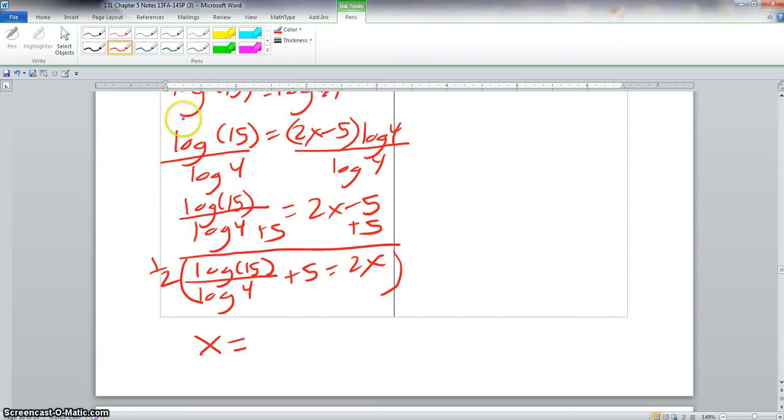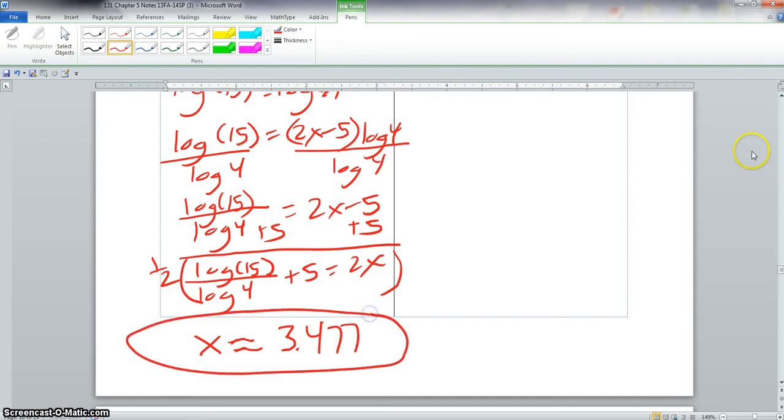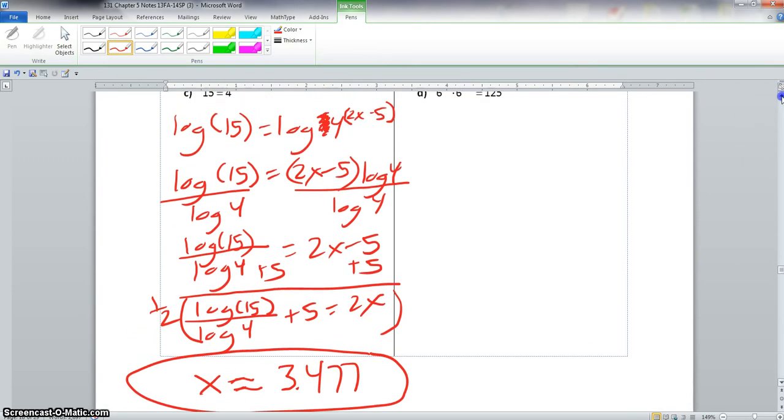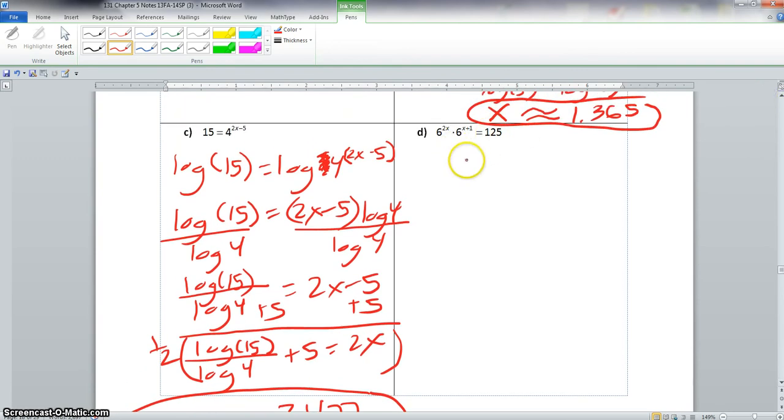Okay, class, picking up where we left off, we were multiplying everything by 1/2, and after we put this in our calculator, this would give us x is approximately 3.477. And that is our final answer for that problem. Now we go here to D.